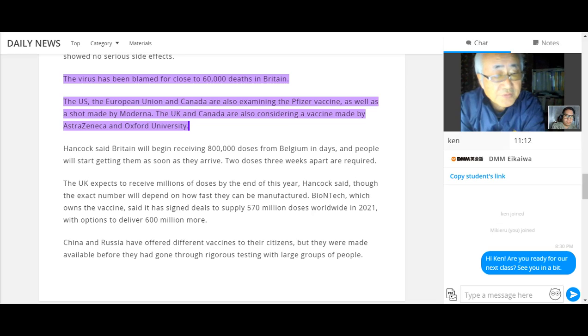The virus has been blamed for close to 60,000 deaths in Britain. The U.S., the European Union, and Canada are also examining the Pfizer vaccine, as well as a shot made by Moderna. The UK and Canada are also considering a vaccine made by AstraZeneca and Oxford University.